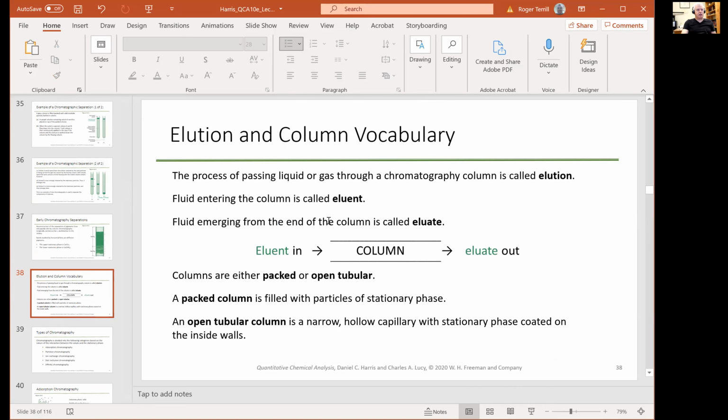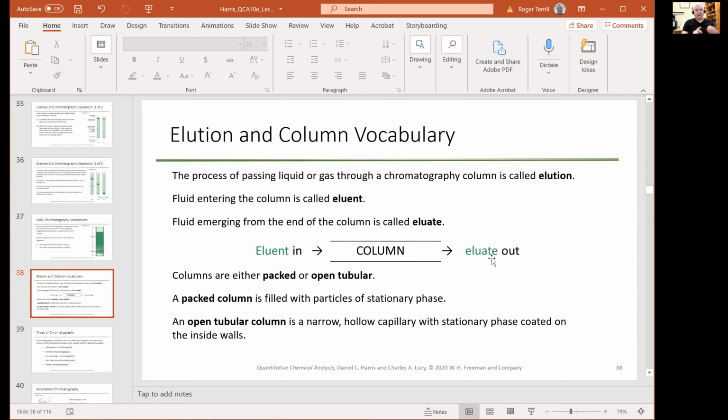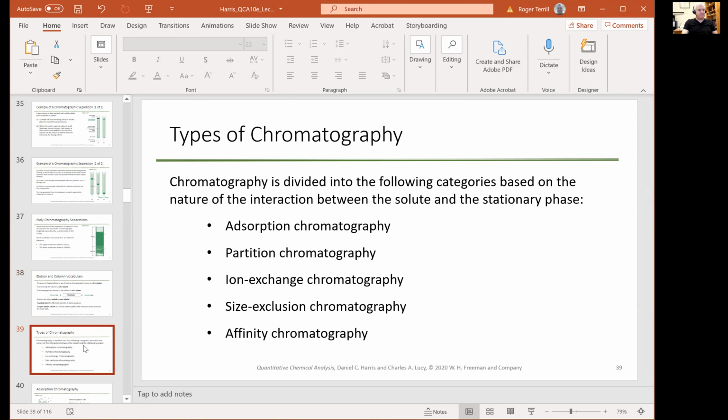And oh my gosh, I just learned a word. Eluate. Oh my God. Eluent and eluate. Holy snap. All right. I've been a practicing analytical chemist for almost 30 years, and I've never heard anyone ever say eluate. But now here it is in a stupid undergraduate textbook. Okay.